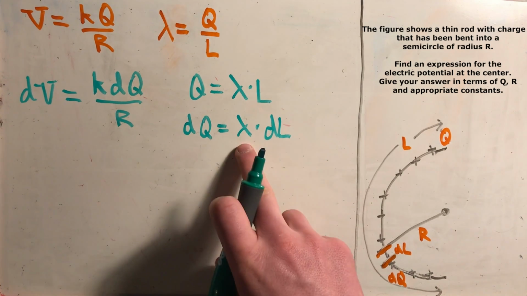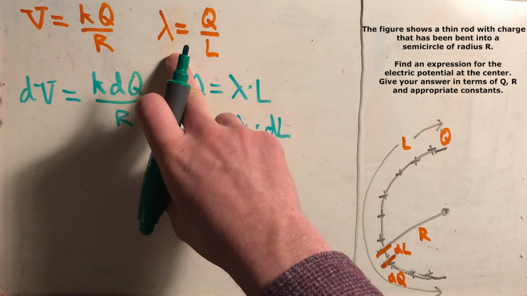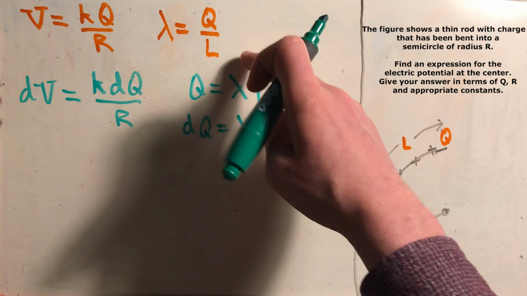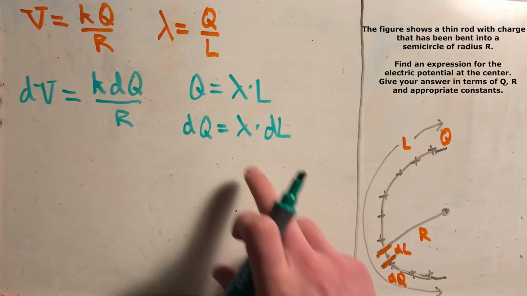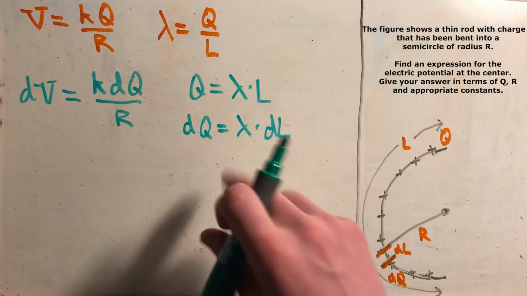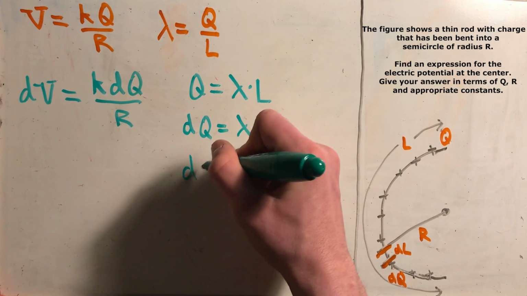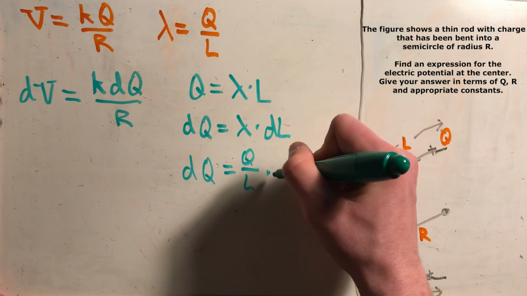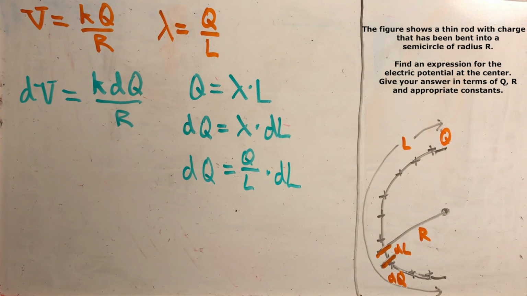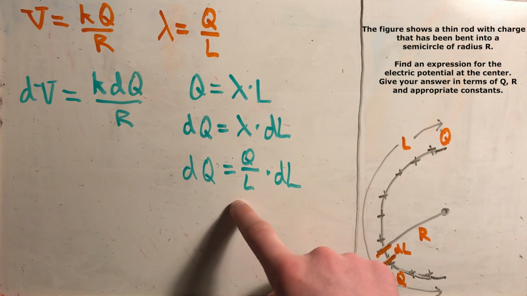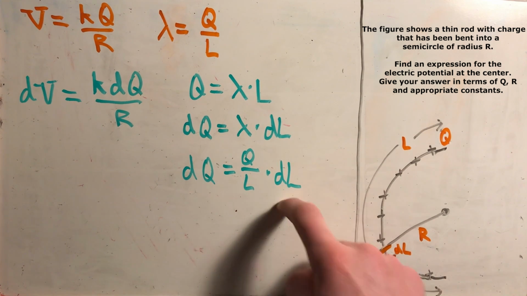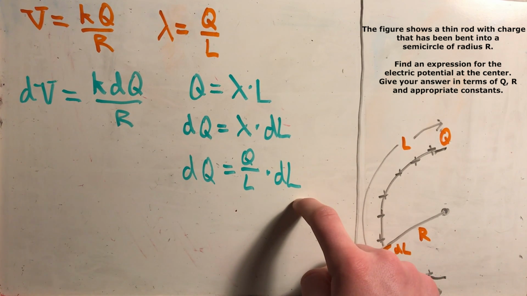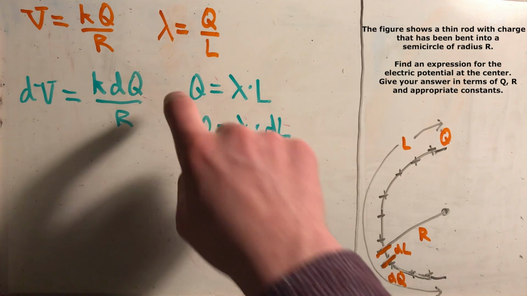Alright, now if you notice, we have an equation for lambda up here. Lambda equals q over L. So we can plug those two values into the value lambda right here so that our equation reads dq equals q over L times dl. Now that we have this value, we can substitute everything on the right side of the equation into our electric potential equation to cancel out dq.